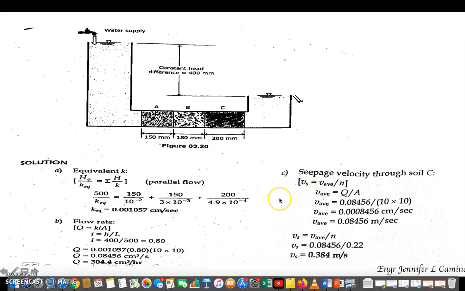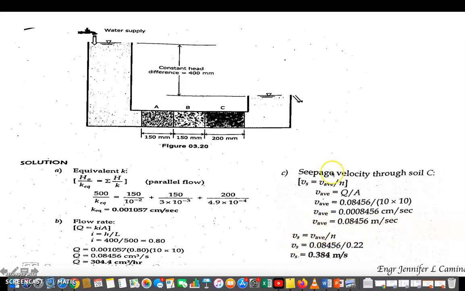And the last one is to compute for the seepage velocity through soil C. So to compute for the seepage velocity, we are going to obtain first the average velocity, or the discharge velocity, using the equation Q all over A. So we're given our Q, we have computed that one, we divide that by the area of the soil sample, and you simplify, it gives us 0.08456 meter per second.